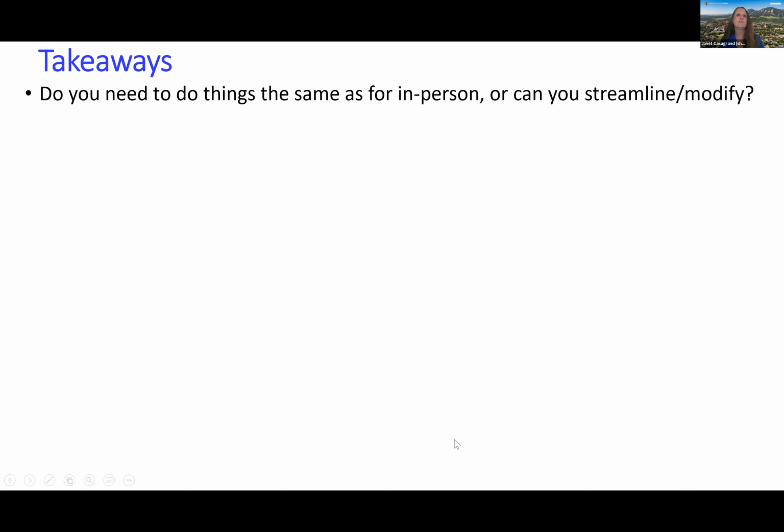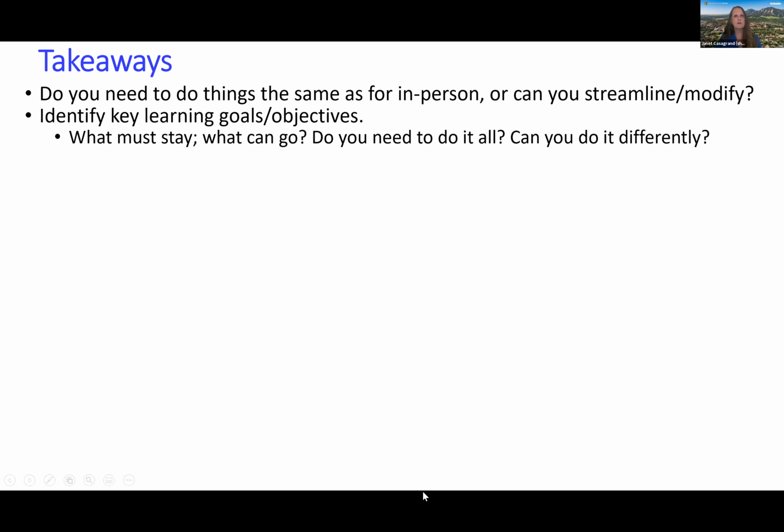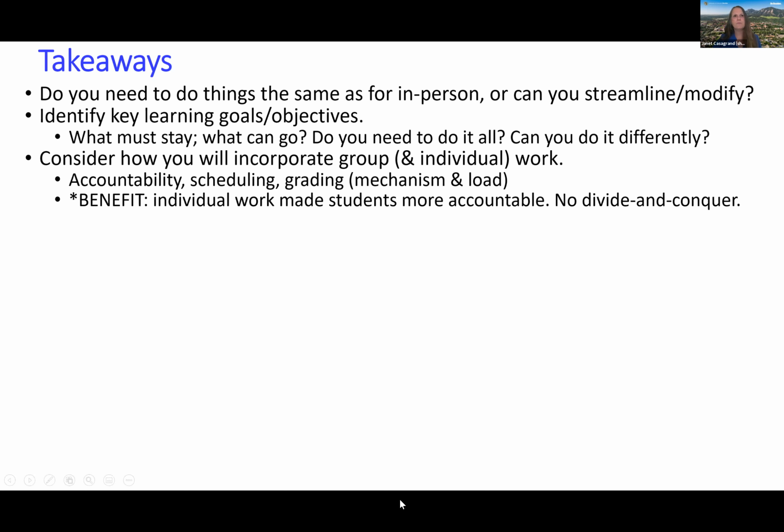So, our key takeaways for you. Consider, do you need to do things the same as for the in-person class, or can you streamline or modify things? Ways to help you identify that are to look at your key learning objectives or goals for the course, and that can help you identify what must stay, what can go. Do you need to do it all, and could you do it differently?